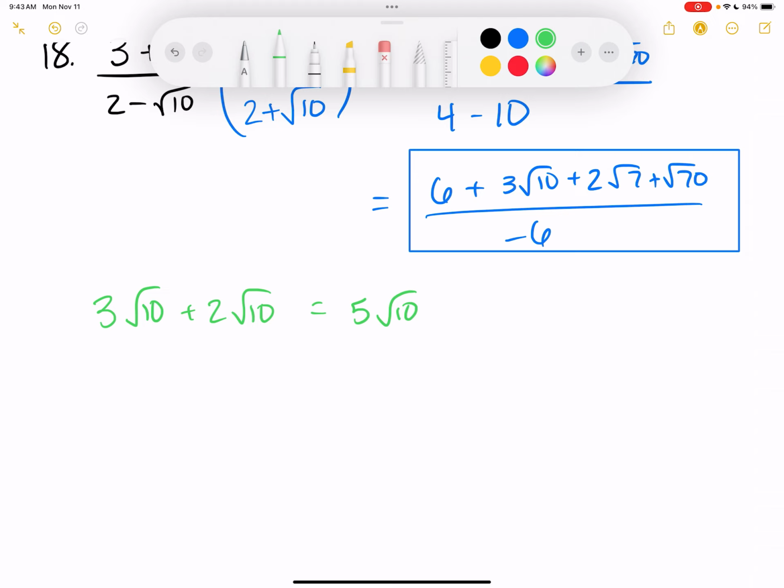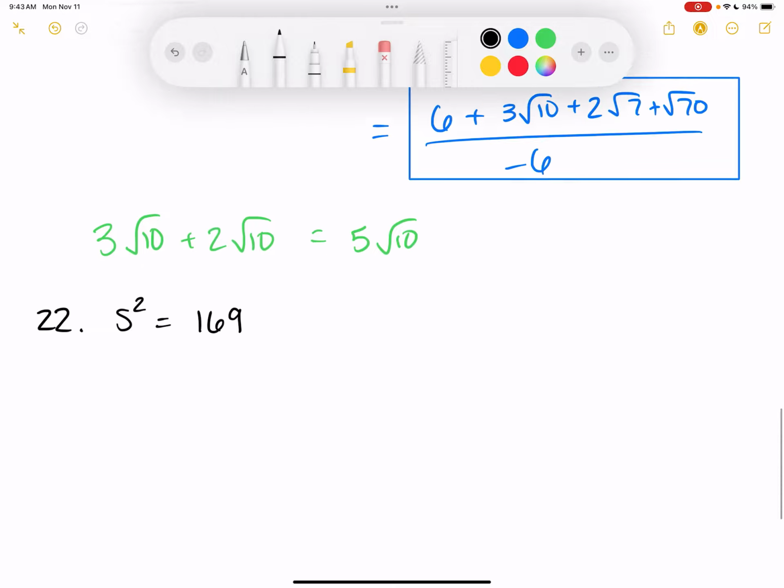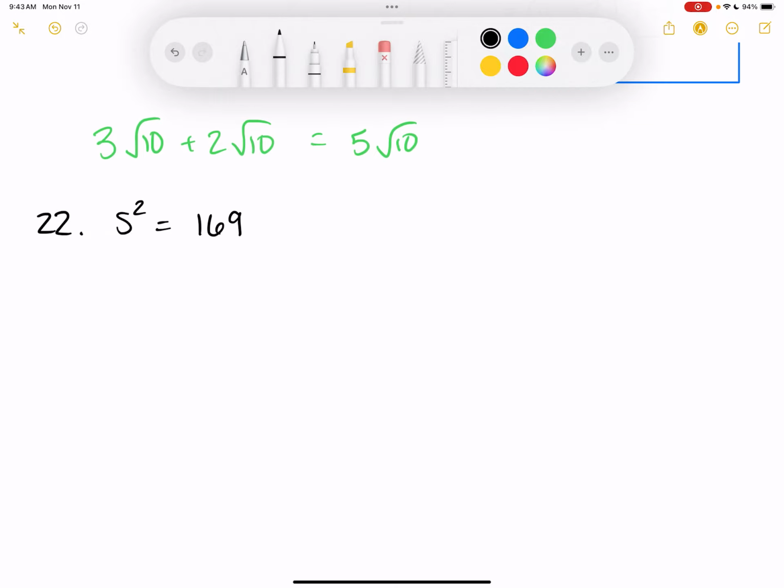The other stuff in here is actually solving quadratic equations, so a different method than what we did in the last couple of sections. So I've got s squared equals 169. So I take the square root of both sides. So I get s equals what?